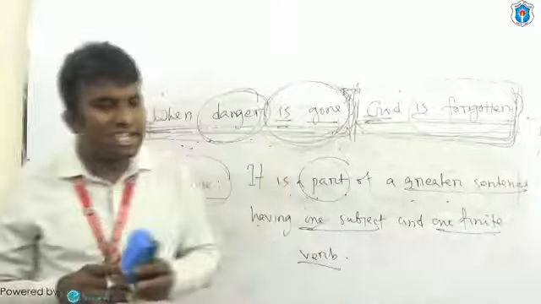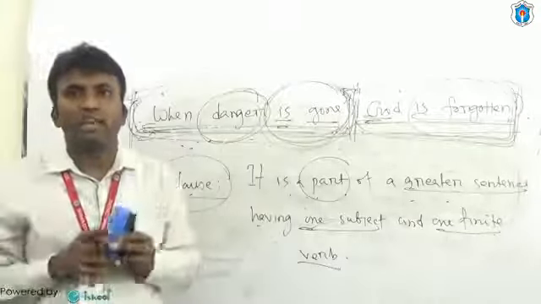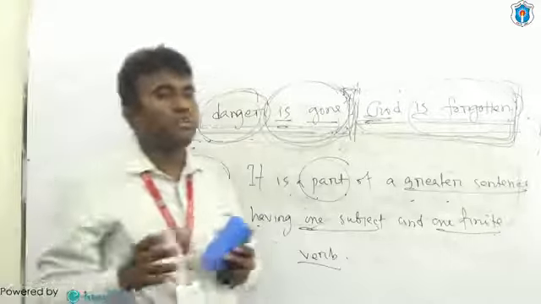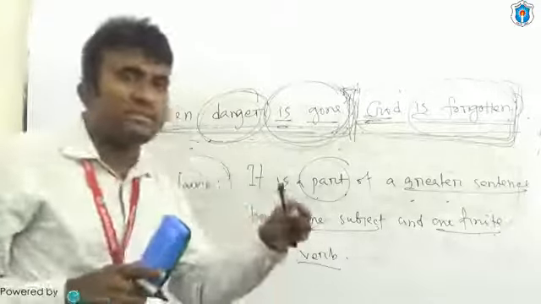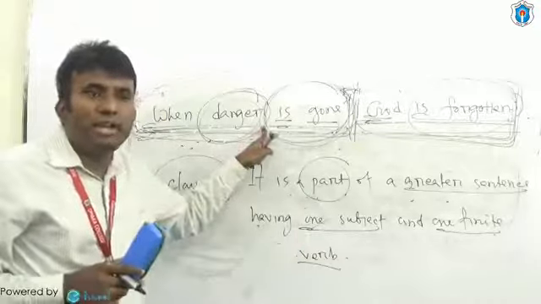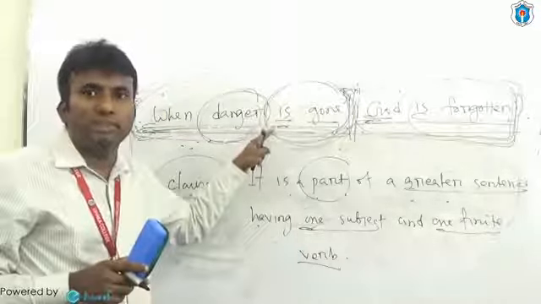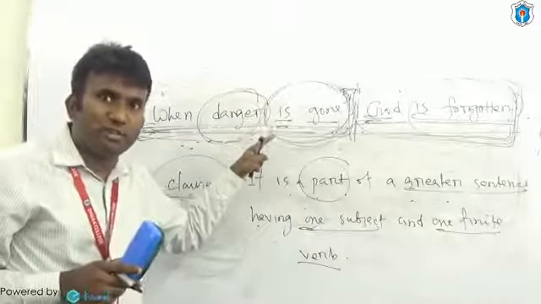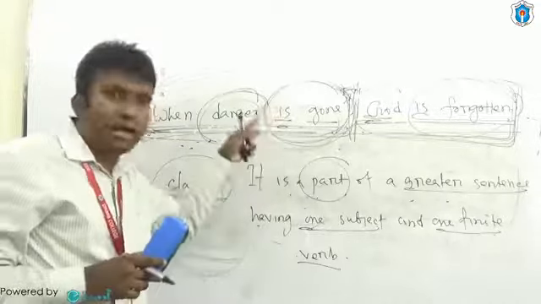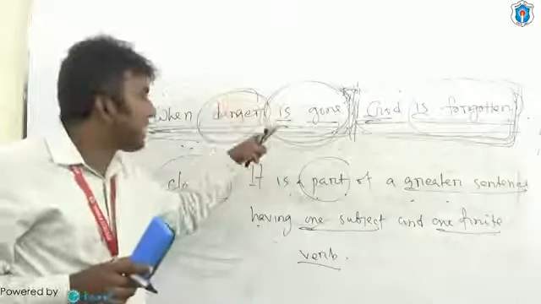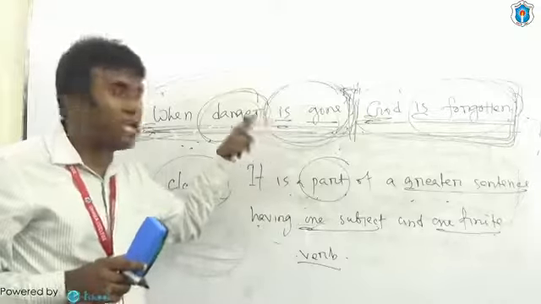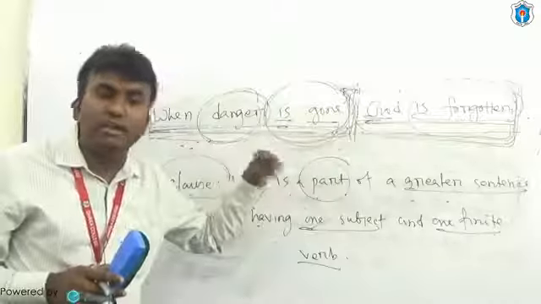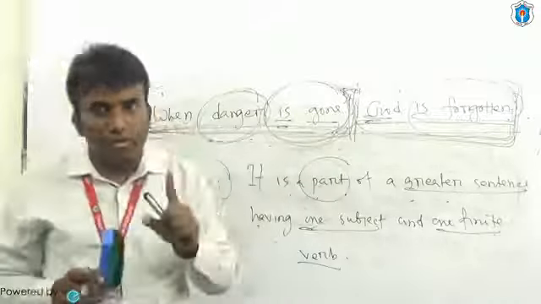This conjunction helps to connect both principal clause and subordinate clause. So my dear students, I am going to summarize. At the very beginning, I told you the structure of simple sentence. A simple sentence consists of one subject and one finite verb. Later on, I talked about the structure of a complex sentence. A complex sentence consists of one principal clause and one subordinate clause.